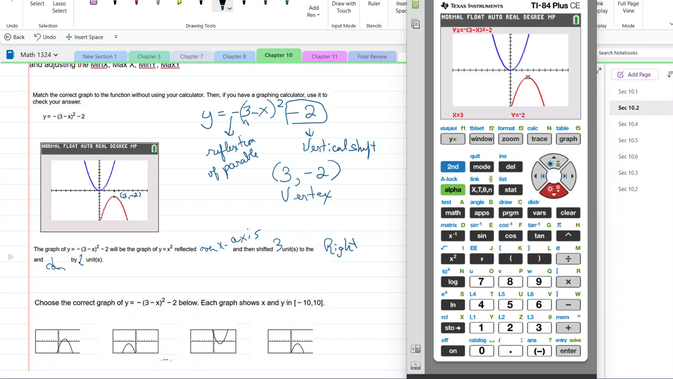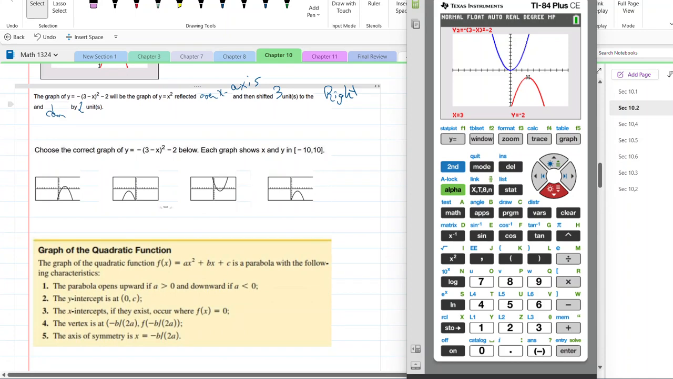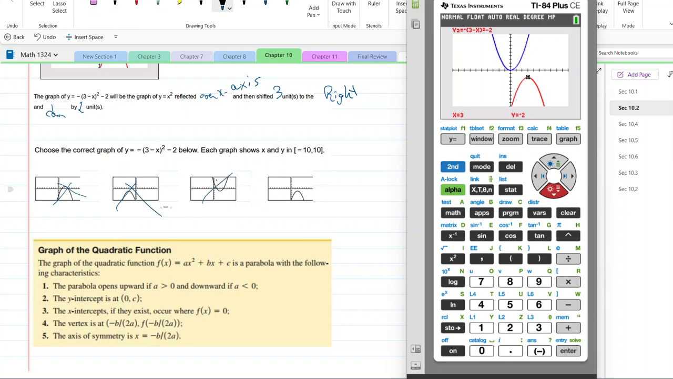It moved to the right 3 and down 2. All right. So here it has the graph of what we need. Well, we know it's not that one or that one or that one, so it is that one. All right. So there you have that.